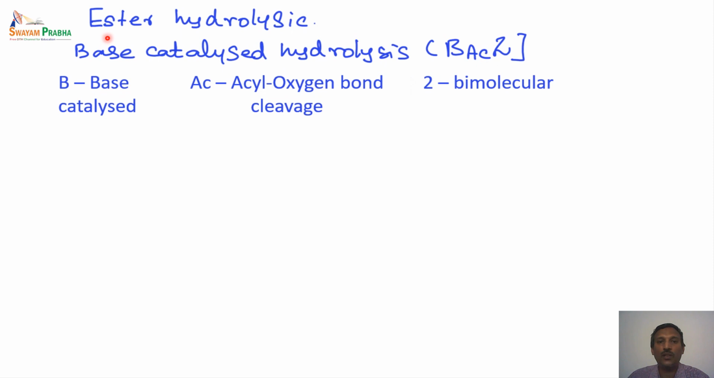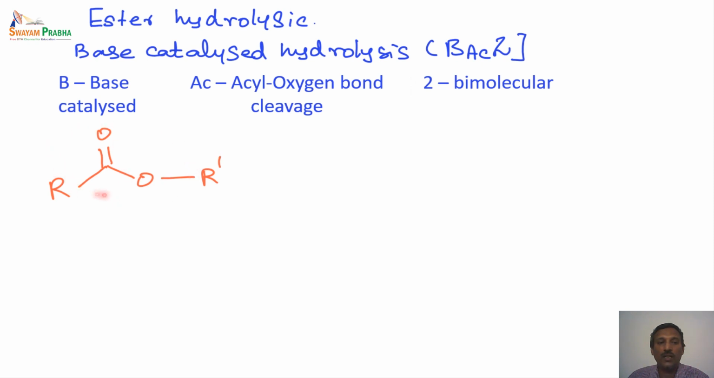Let us study ester hydrolysis. This is basically a BAC2 mechanism which we are going to study now. What B refers to is that the reaction is a base catalyzed reaction. Now AC means the acyl oxygen bond is cleaved in this reaction, and 2 means it's a bimolecular reaction. So what is this reaction we are actually going to see?